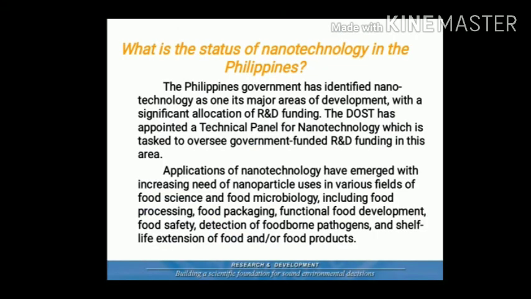What is the status of nanotechnology in the Philippines? The Philippine government has identified nanotechnology as one of its major areas of development, with significant allocation and R&D funding. The DOST, or the Department of Science and Technology, has appointed a technical panel for nanotechnology, which is tasked to oversee government funded R&D funding in this area.